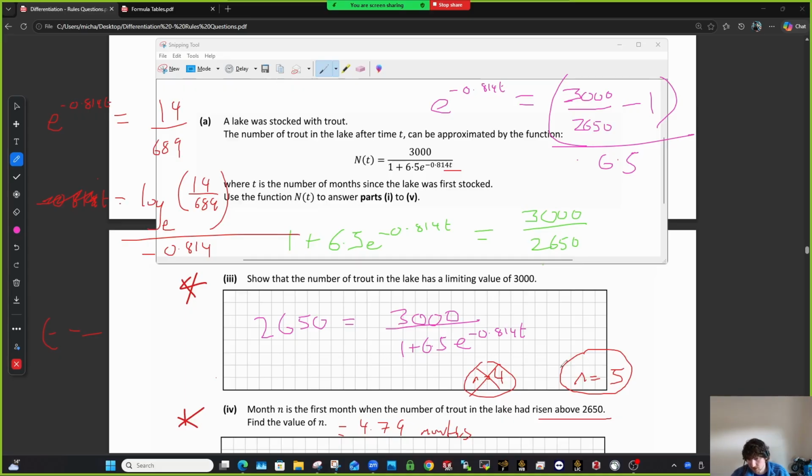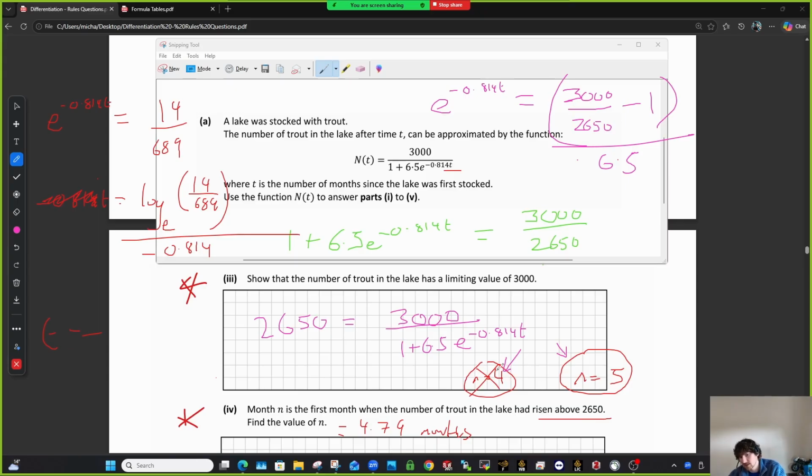So you're always meant to check this. The question will be, find the last month when the number of trout is still below 2650. And the last month is month 4. Okay, so you would do the exact same calculation we've done, but then you'd evaluate both your answers and you'd see that when you put 4 in there, that is still below 2650, and this goes above 2650.